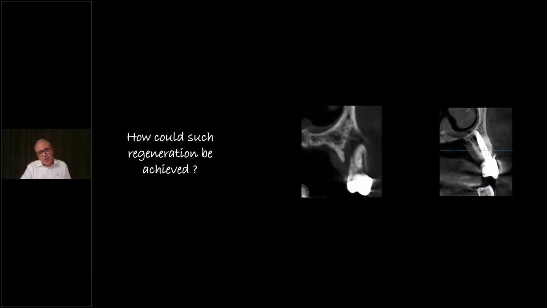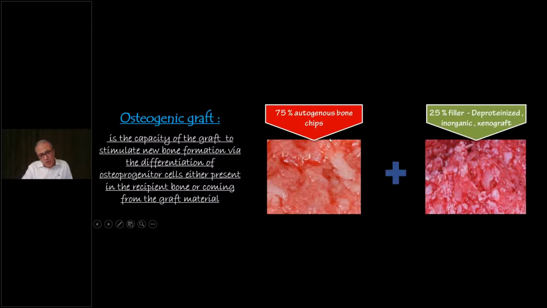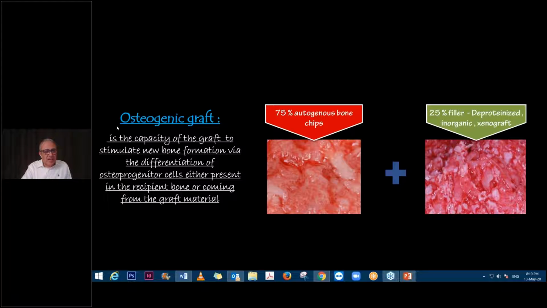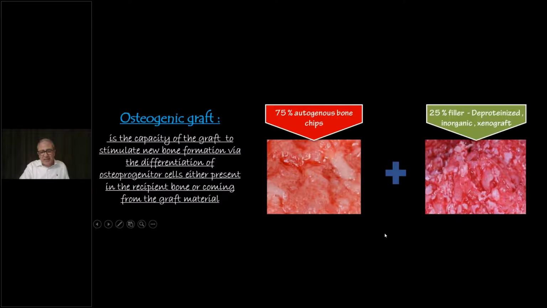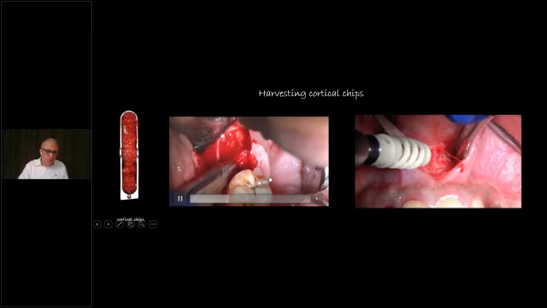That's a big difference. So what I use here is what I call an osteogenic graft, which is 75% autogenous bone chips with 25% filler of deproteinized inorganic xenograft. It's the capacity of the graft itself. I use the chips because they are full of growth factors and bone forming proteins, and then I use the xenograft for the physical character of the graft. So this is what I usually do.